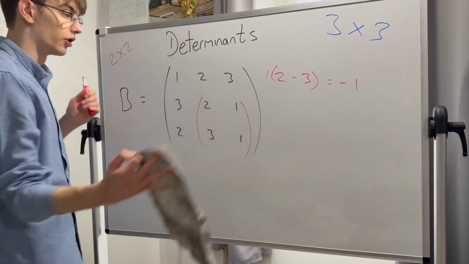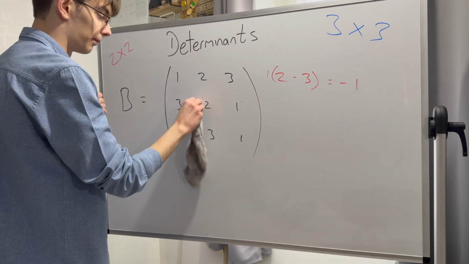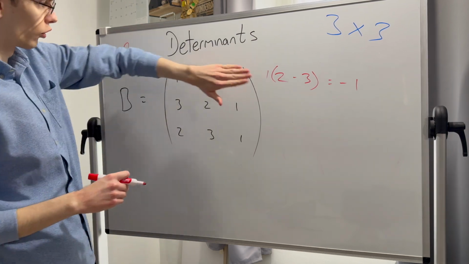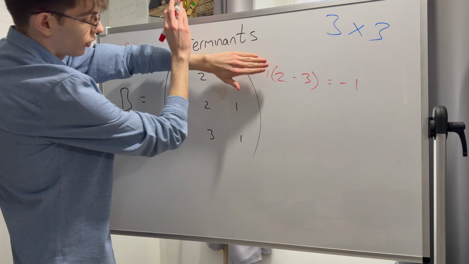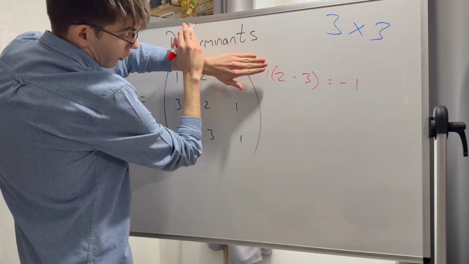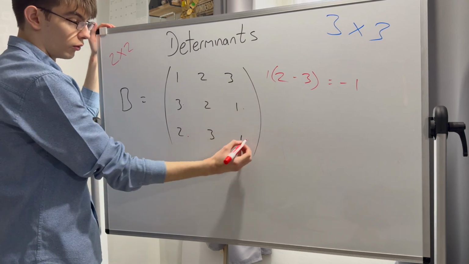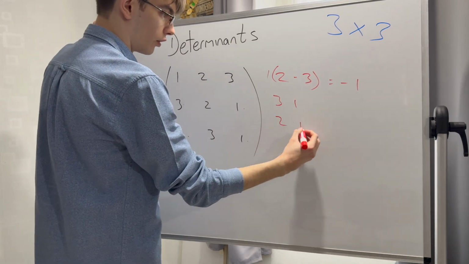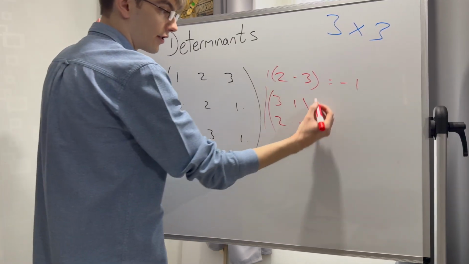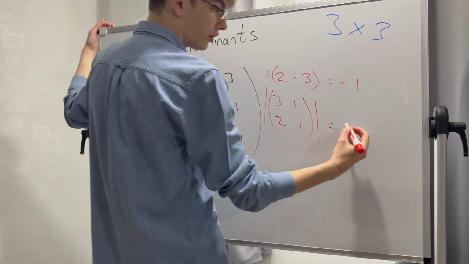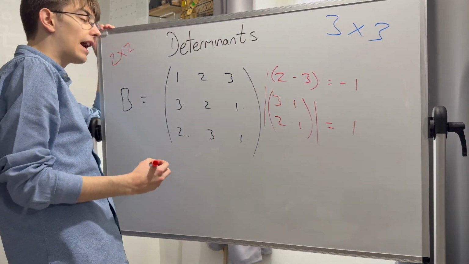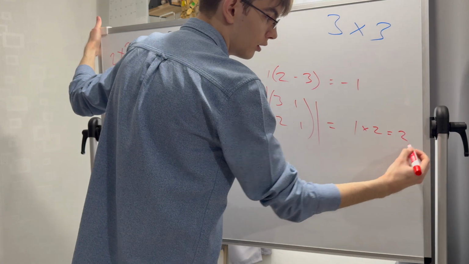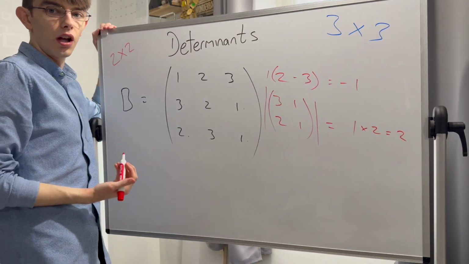Then I do the exact same thing, but this time with the 2. I cross out the row that my 2 is in and the column that my 2 is in, and now I've got a 2 by 2 matrix with 3, 1, 2, and 1. I find the determinant of that, which is 3 minus 2, which is 1. As before, I multiply it by the number I crossed out, and I get 2.